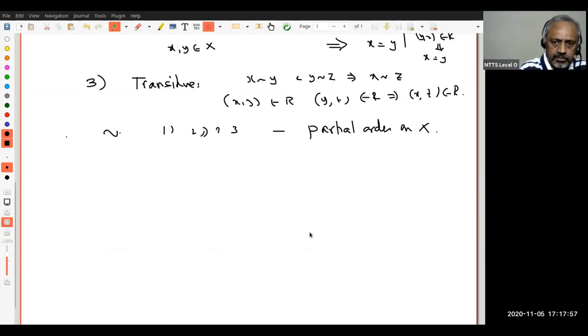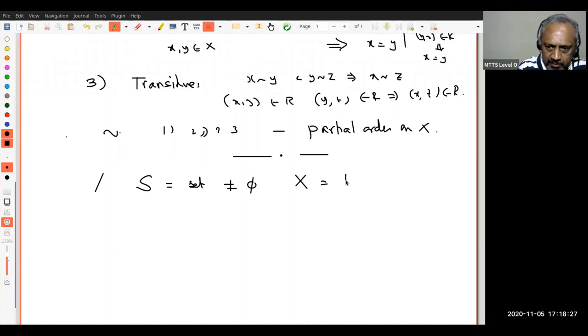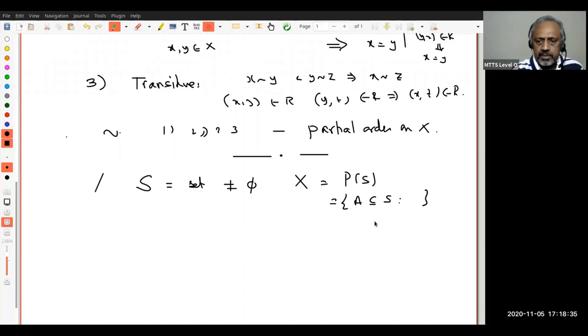There is one and only one most important example if you want to understand partial order. If you keep that in mind, you will understand any kind of more abstract partial orders much better. What is that example? Very simple. Start with a set S, and assume it's not empty. Then let X equal the power set of S, that is, the set of all subsets A of S.